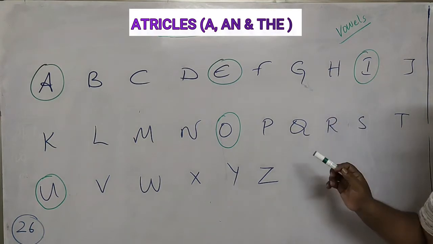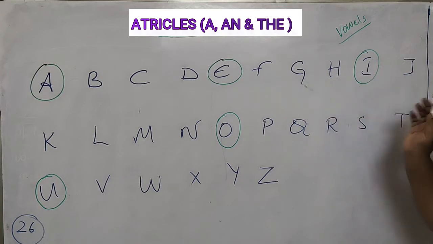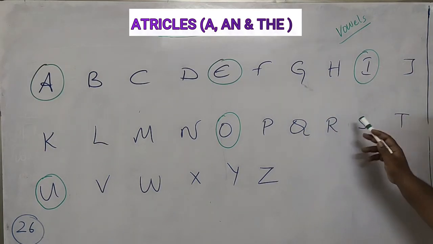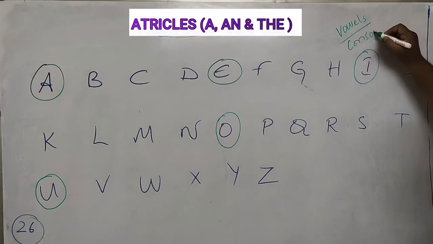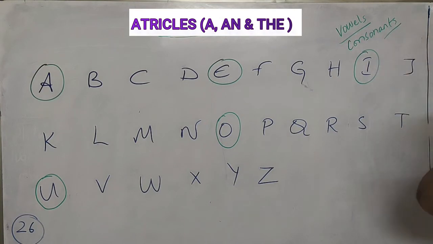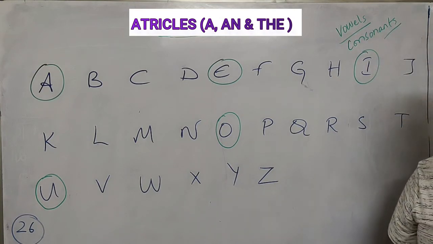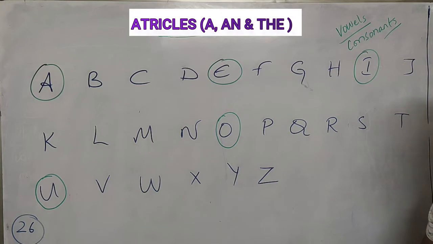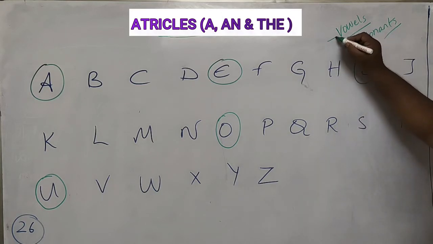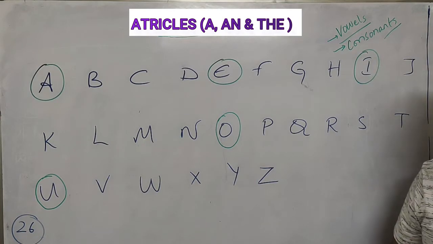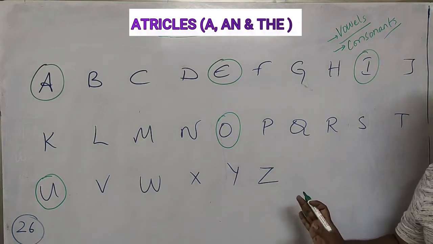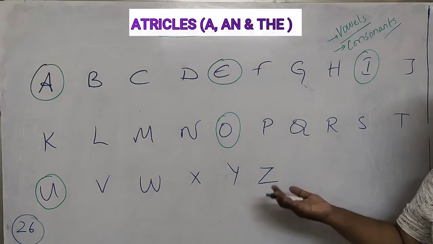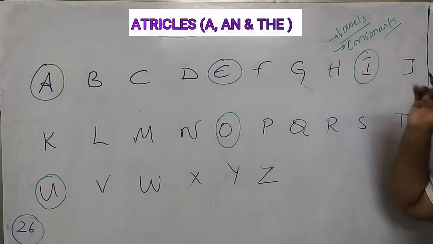So, the rest of them, that is B, C, D, F, G, H, J, K, L, M, N, P, Q, R, S, T, V, W, X, Y, Z, they are all called consonants. So alphabets are divided into 2 based on the sounds. One is vowels and the second one is consonants. So what are vowels? A, E, I, O, U are vowels. And what are the consonants? The rest of the alphabets, without A, E, I, O, U, are called consonants.